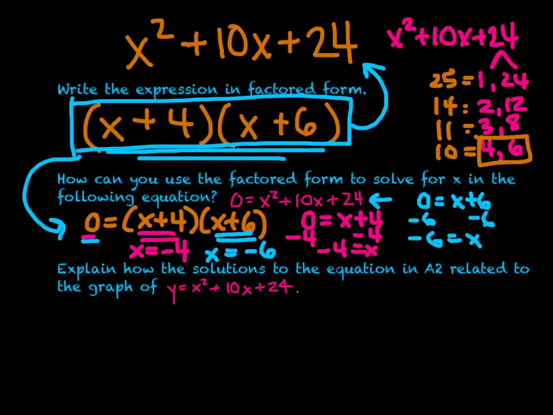Explain how the solutions of your equation in A2, this is A2 by the way, this is A1, relate to the graph of y is equal to x squared plus 10x plus 24.